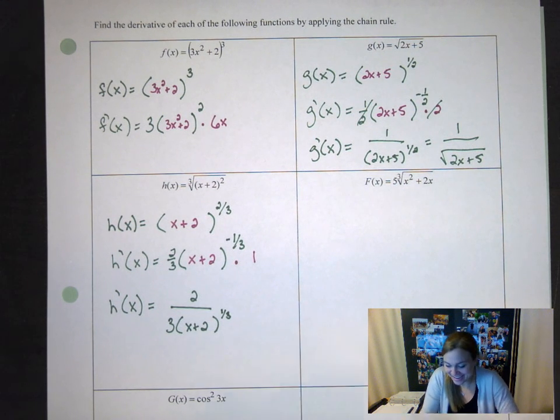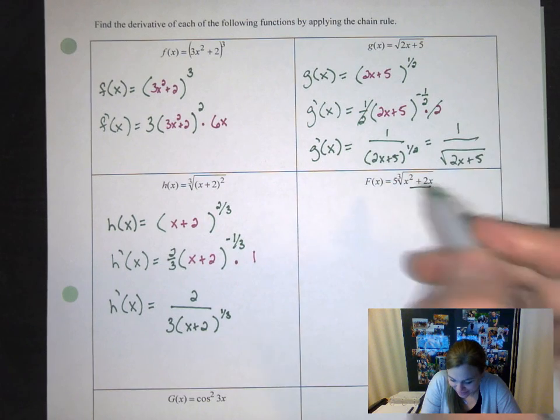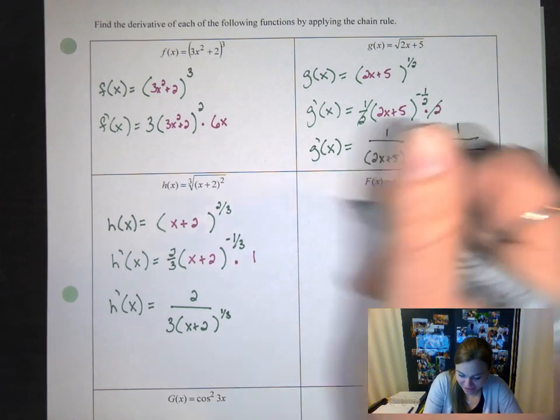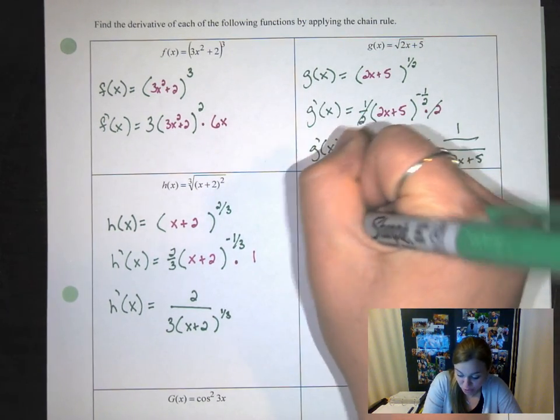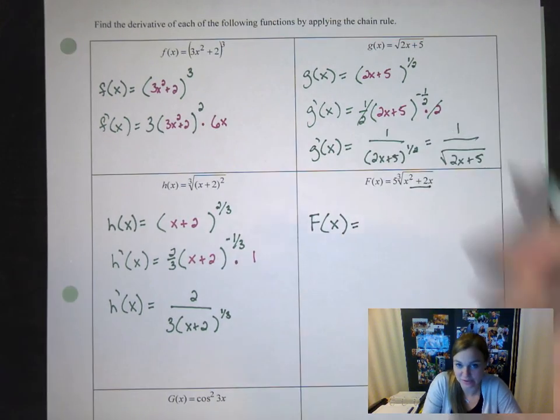Okay, going on. This one is a cubed root again, and then there's a 5 out in front. What do we do? And a capital F of x. Oh no. We just write all those things.